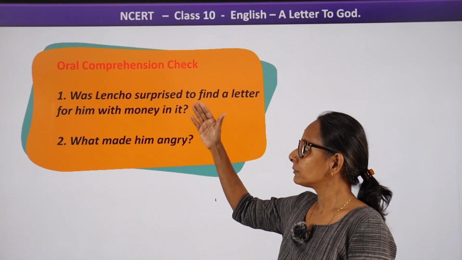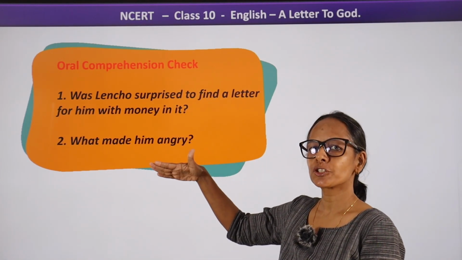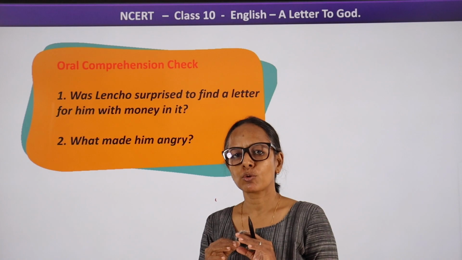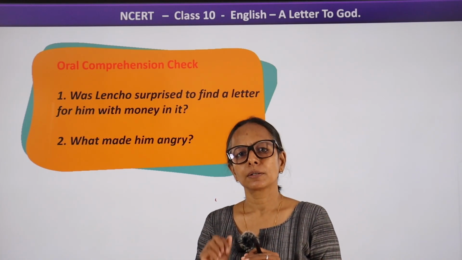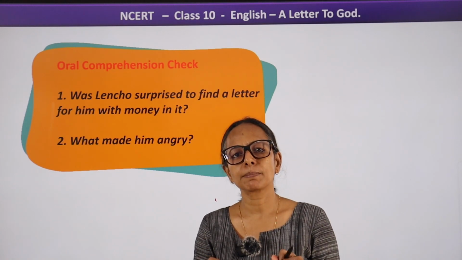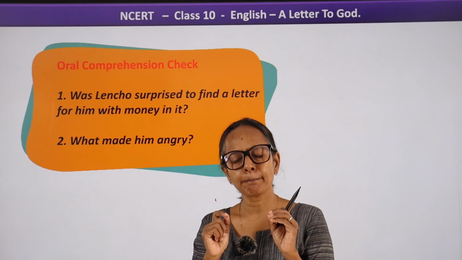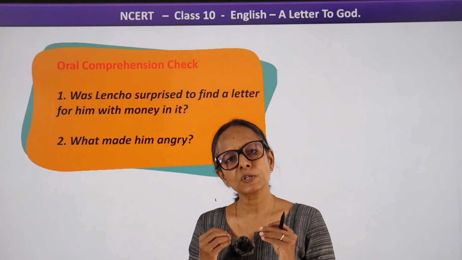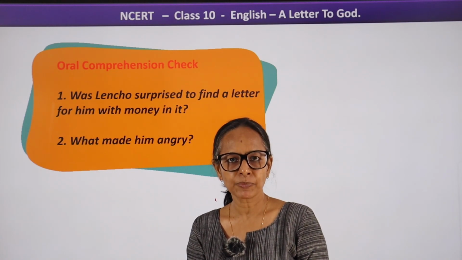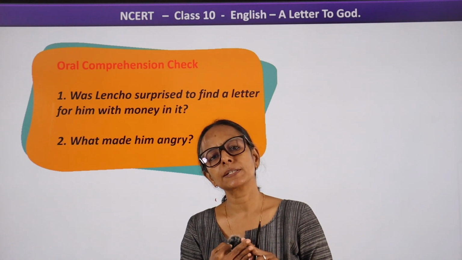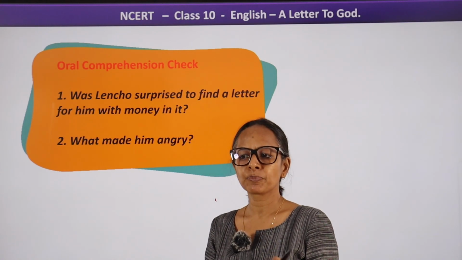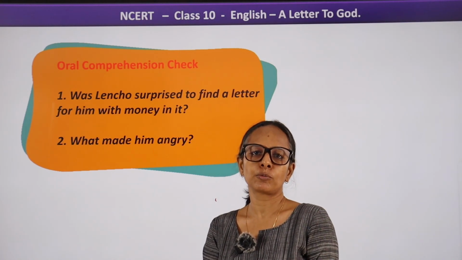So we finished with the oral comprehension check of this chapter. So let me sum up this chapter before we end it. This is a story that talks about a poor farmer who has immense faith in God. He loses everything because rain fails him. He feels completely disappointed and let down. He feels that his hard work has gone to waste. So he has no one to go to but God.